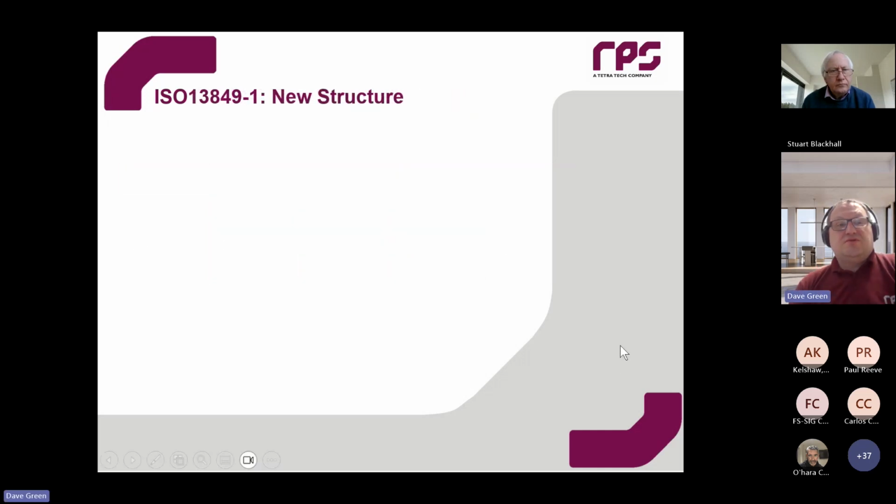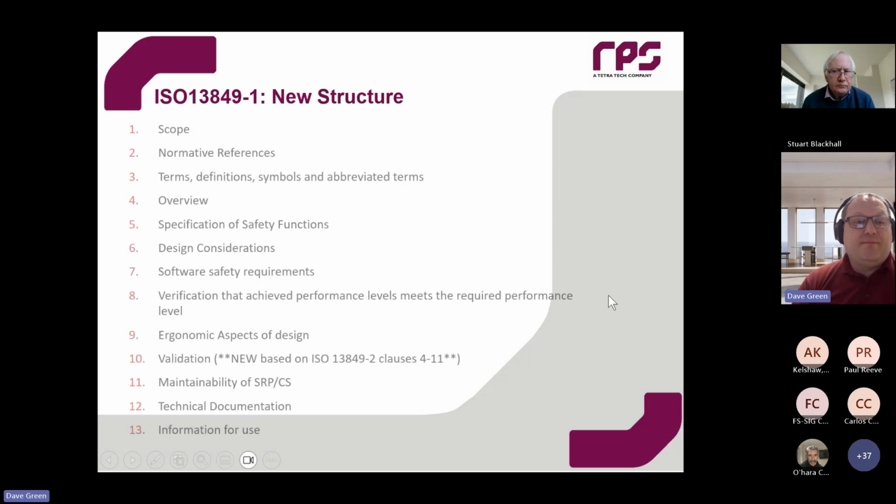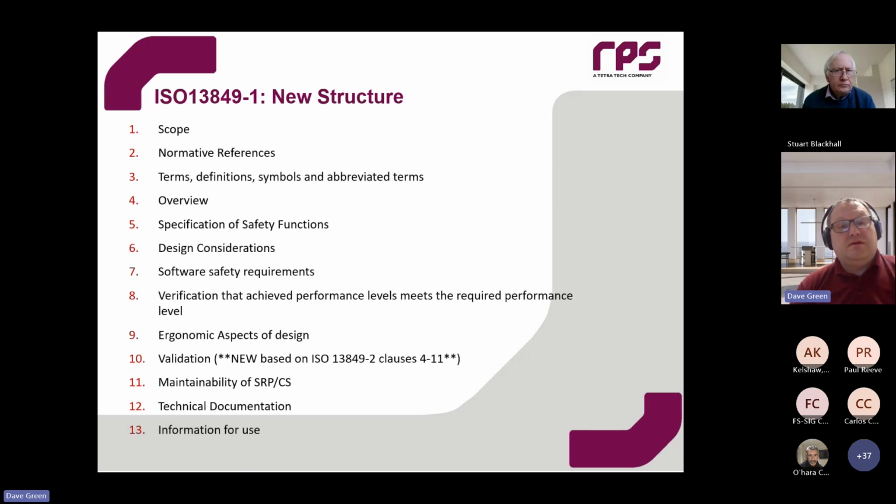So there's a new structure within 13849. Things have moved around a little bit. Some of it's new, and other parts are not. They're enhanced. So as per most standards now, we have the scope, the normative references and terms and definitions, and then an overview of what the standard's trying to do, the first four sections.